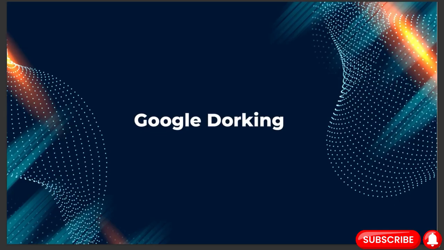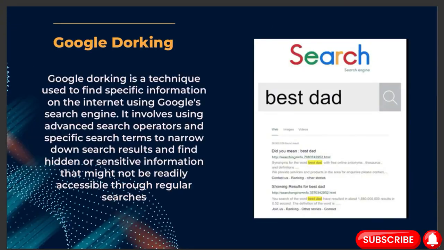Have you ever wondered how hackers acquire sensitive information from Google? Well, here is where Google Dorking comes in. Google Dorking is a technique used to find specific information on the internet using the Google search engine. Using this technique, we can uncover hidden or sensitive information that might not be easily accessible through regular searches.